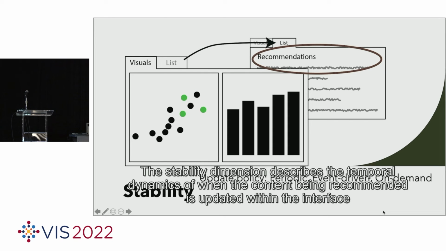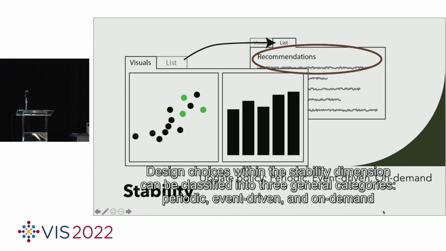The stability dimension describes the temporal dynamics of when the content being recommended is updating within the interface. Design choices within the stability dimension can be classified into 3 general categories: periodic, event-driven, and on-demand.